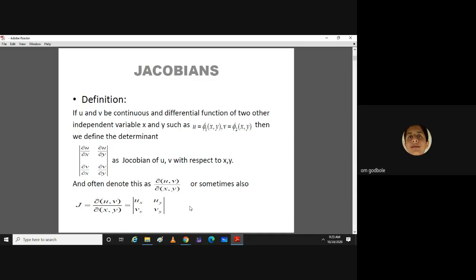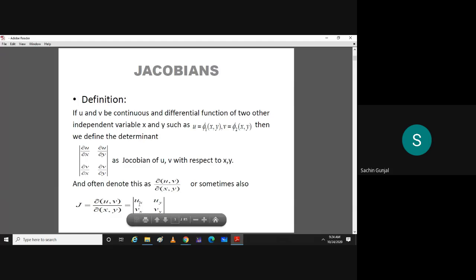Sir, 0. Oh, are you sure? Yes, sir. I don't think so. Sir, no, sir, I'm getting 8xy, sir. I made a sign mistake. Okay, u is equal to x square minus y square and v is equal to 2xy. So ux means derivative. So is it 4 into x square plus y square? Yes, sir. Yes, good. 4 into x square plus y square.